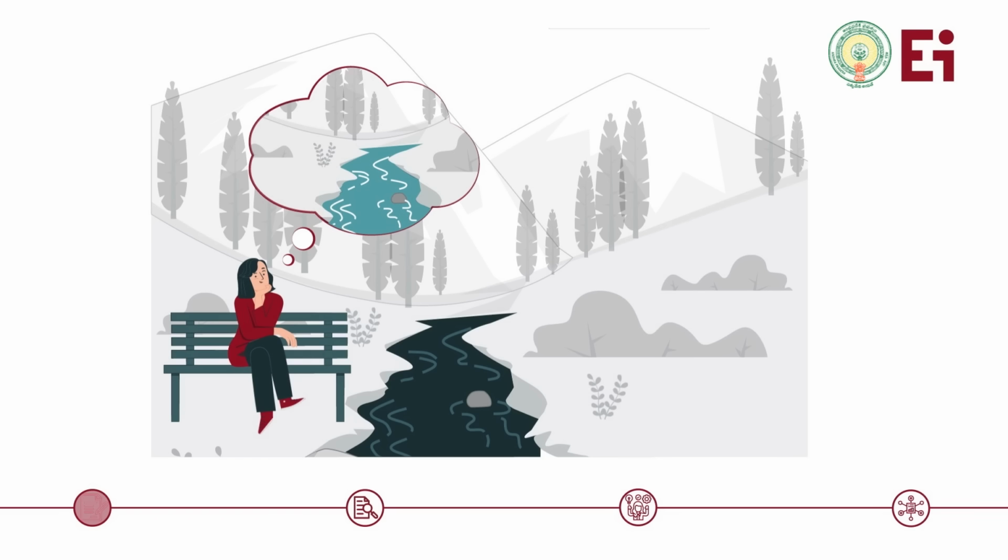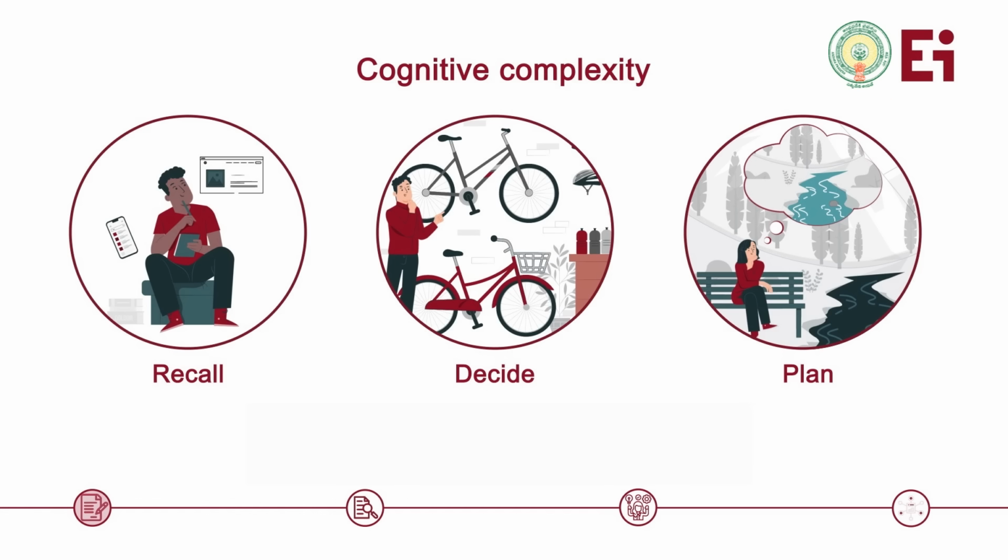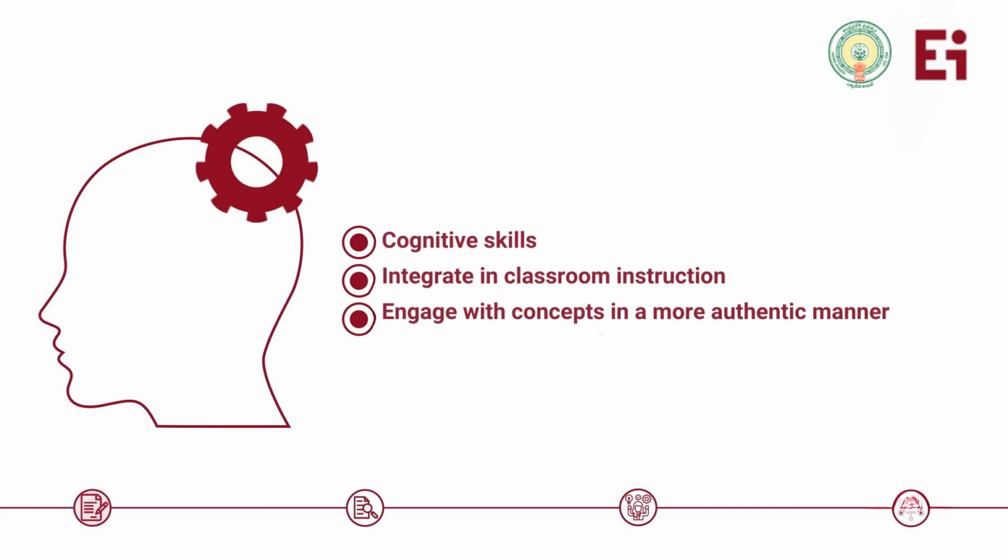These different levels of thinking can also be called cognitive skills or cognitive processes. Since these thinking levels go from simple to complex, we can also refer to them as levels of cognitive complexity. These cognitive skills or different levels of thinking need to be defined and integrated into classroom instruction. These cognitive skills or processes allow students to engage with the concepts they learn in a more authentic manner.